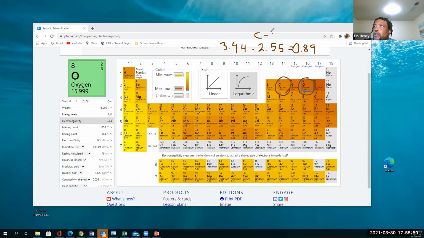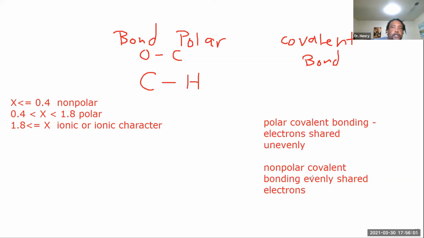Okay. So if we go back to our little table there, we had a 0.89 value. So is that polar, non-polar, ionic? Polar, right? Because 0.89 is between 0.4 and 1.8. So that's how you would rate it in terms of bond polarity. Bond polarity is just looking at a single bond between two atoms. Molecular polarity is looking at the whole molecule. And we'll talk about that here in a minute, okay?